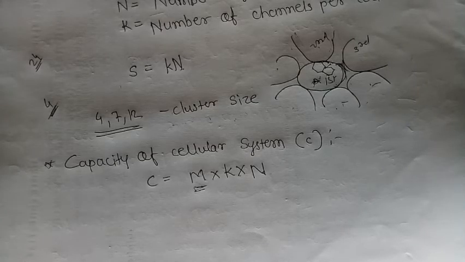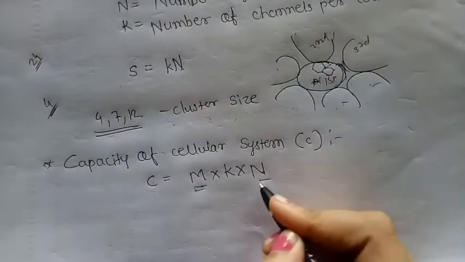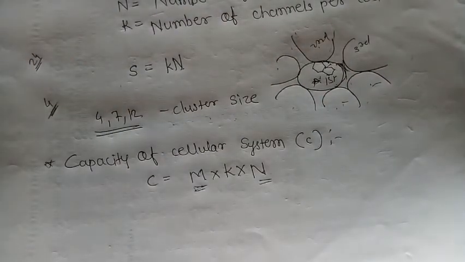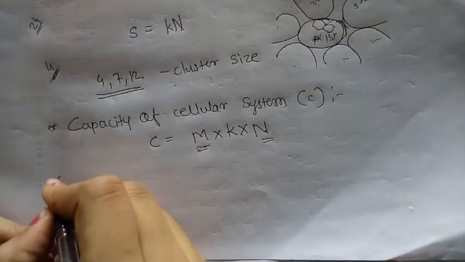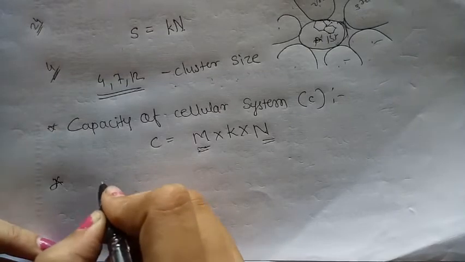From the design point of view, the size of N should be as small as possible to increase the capacity. At the time of design, we have to know that the size of N should be small. The size of N should be small for what? To increase the capacity of the cellular system. After that, we have to discuss the frequency reuse distance.